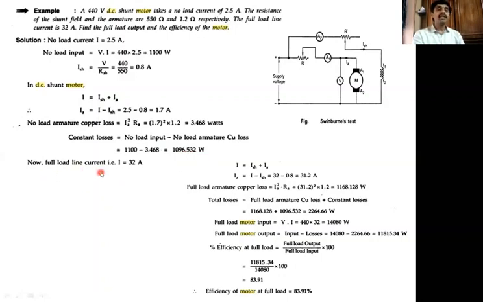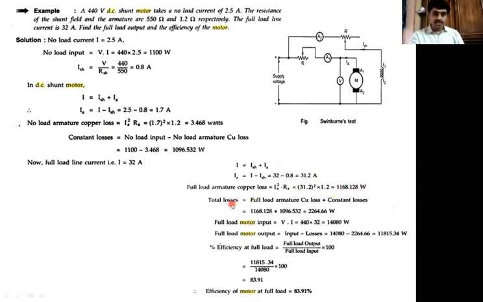Now the full load line current, that is I, is equal to 32 amperes, as given. So when I is equal to 32 amperes, you substitute these values in I is equal to ISH plus Ia, and you will get Ia, that means the armature current at full load. Because ISH is treated as constant, therefore 32 minus 0.8 is 31.2 amperes. Therefore, full load copper loss is given as Ia square Ra, which is 1168.128 watts.